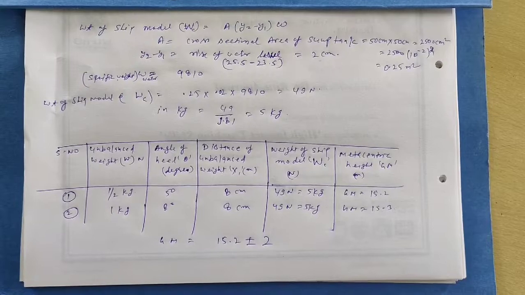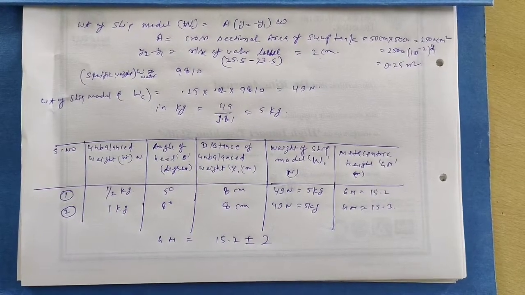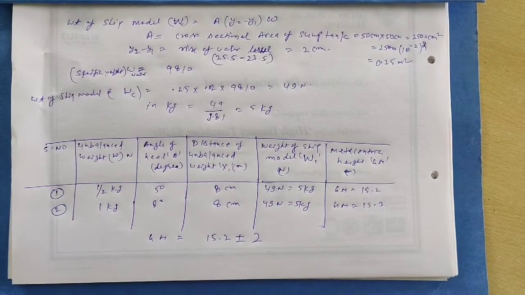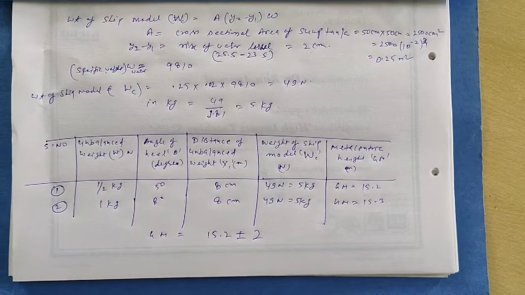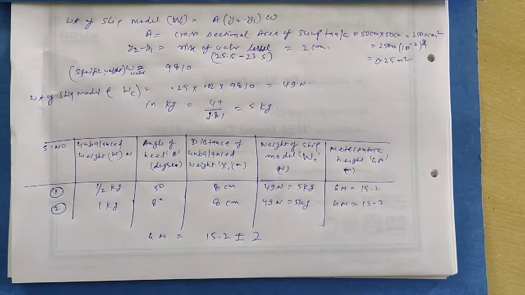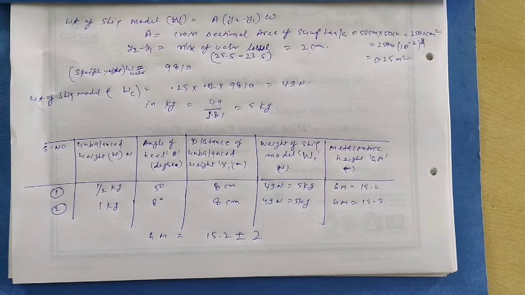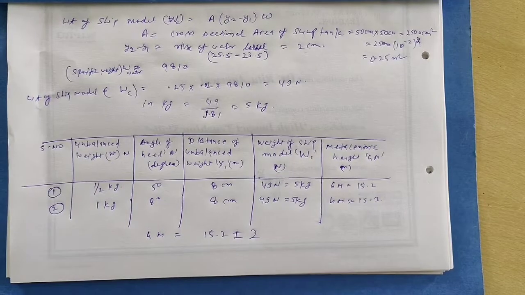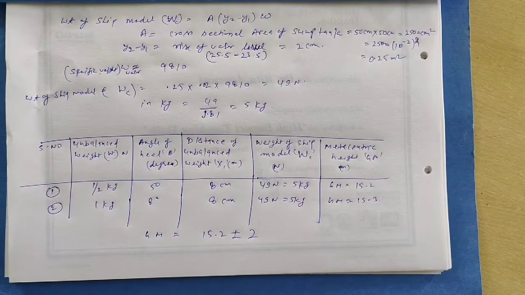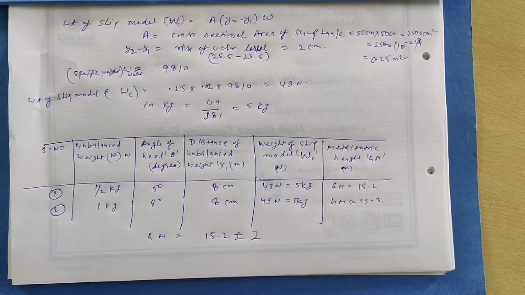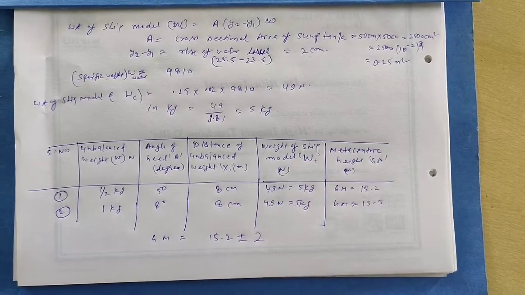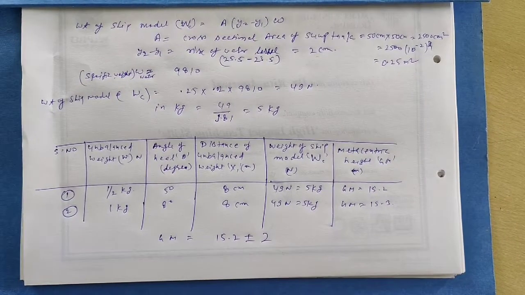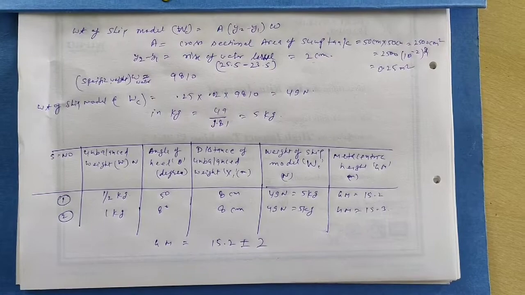Similarly, we take the second observation for unbalanced weight 1 kg. For that, the angle of heel is 8 degree, and we place the weight again at the same distance, 8 centimeter, and the model weight is the same, 49 Newton. For this reading, the metacentric height is 15.3. So we can take the average, and there is an observation error of plus minus 2. So this will be your final answer.